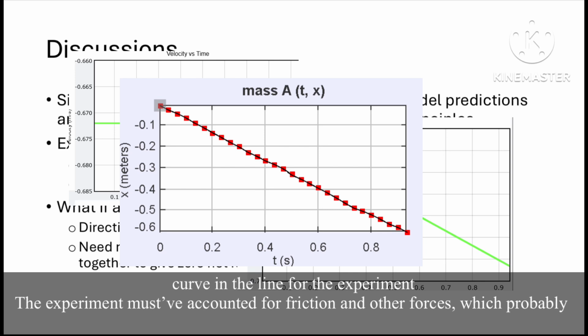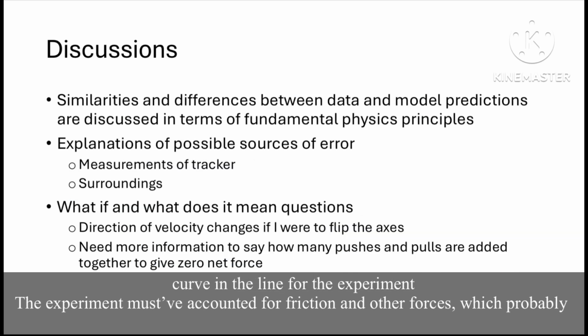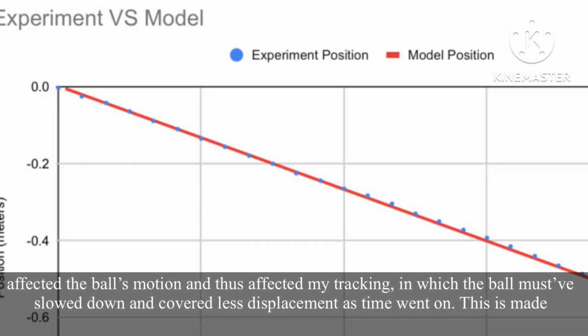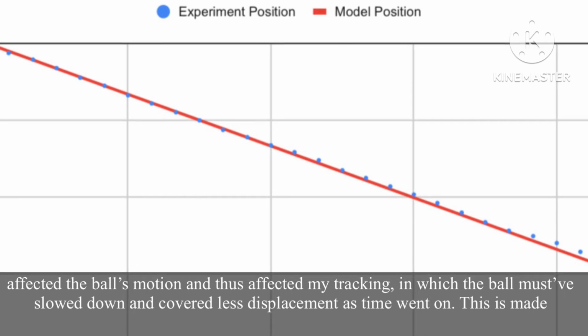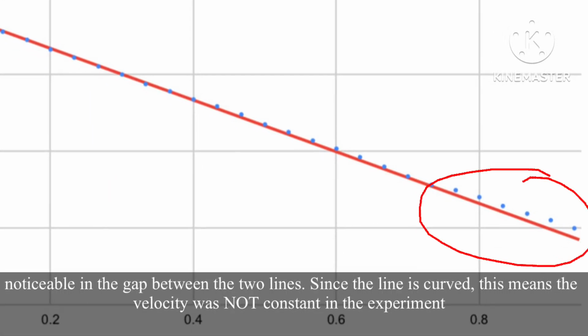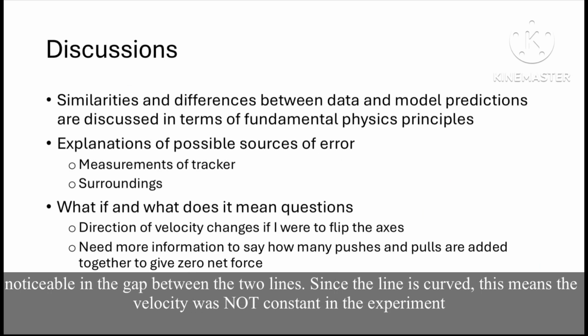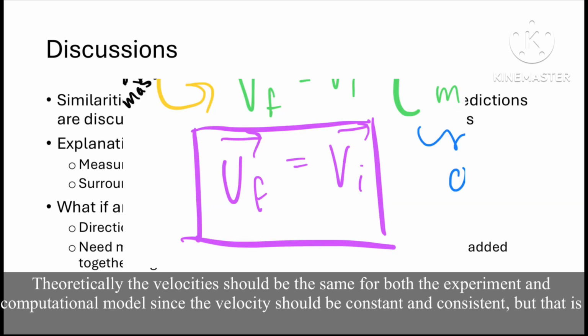The experiment must have accounted for friction and other forces which probably affected the ball's motion and thus affected my tracking, in which the ball must have slowed down and covered less displacement as time went on. This is made noticeable in the gap between the two lines. Since the line is curved, this means the velocity was not constant in the experiment. Theoretically, the velocity should be the same for both the experiment and computational model, since the velocity should be constant and consistent, but that is impossible.